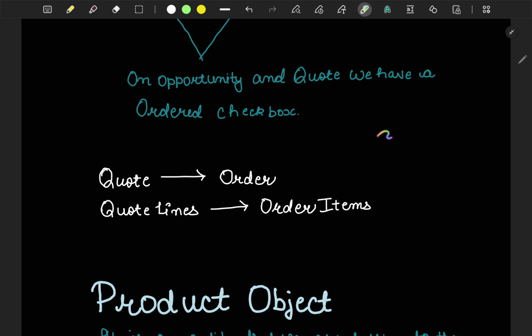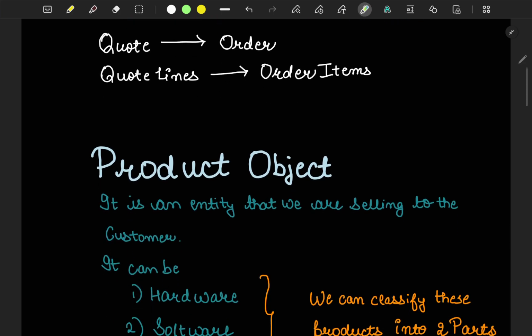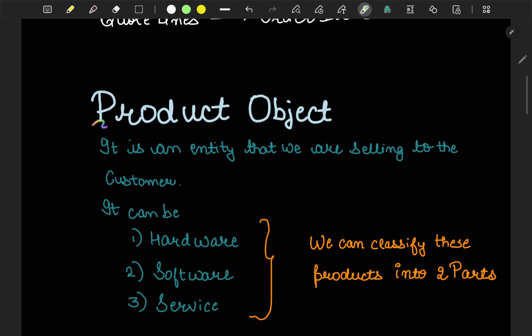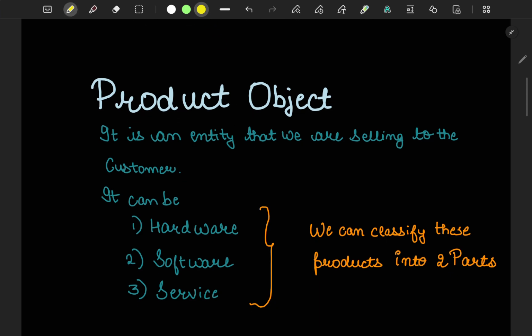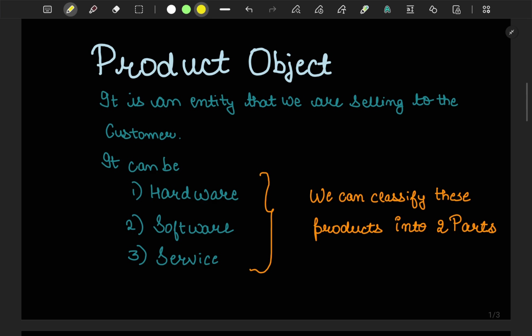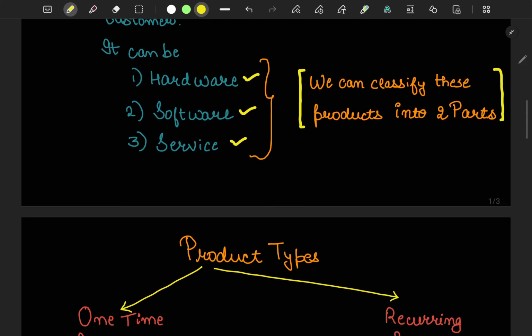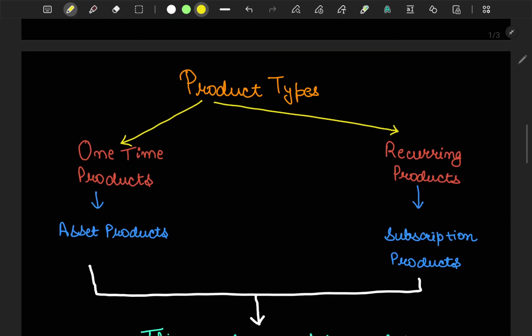Now, one important driving force in this is the product object. It is the entity that we are selling and we are most interested in, because the product object defines what a company is selling, their growth, and everything related to it. A product can be your hardware, your software, or any service, right? At a high level, we can categorize products into two parts: whether we are selling them as a one-time product, or as a recurring product.